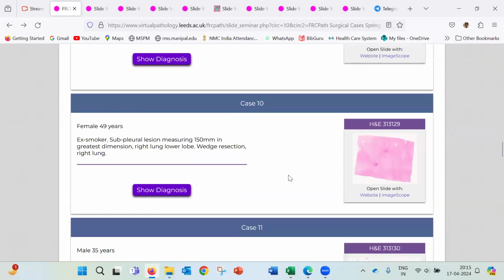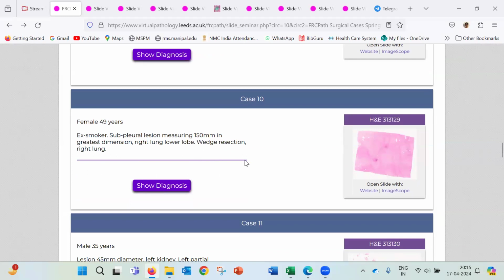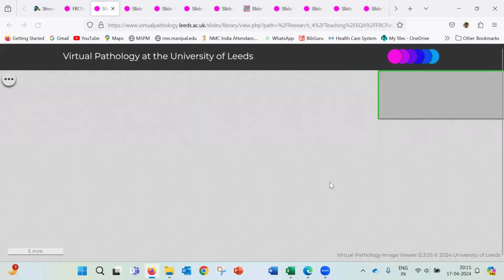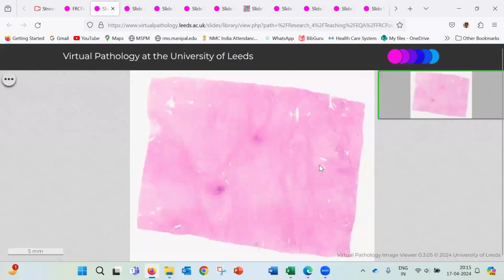Moving on to case 10, the patient is a female, 49, and she is an ex-smoker, and we have a subpleural lesion that is almost 15 centimeters in greatest dimension. So in this particular case, we have a pleural based lesion which is heterogeneous in cellularity.